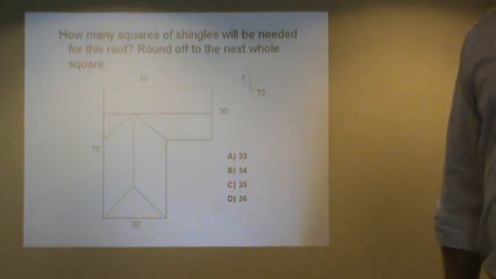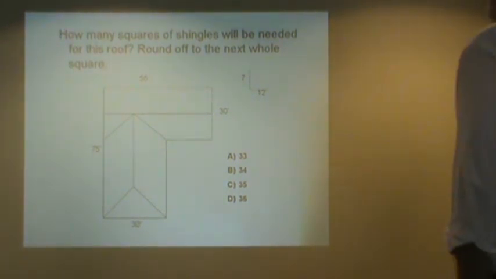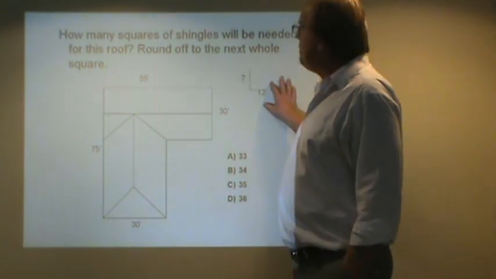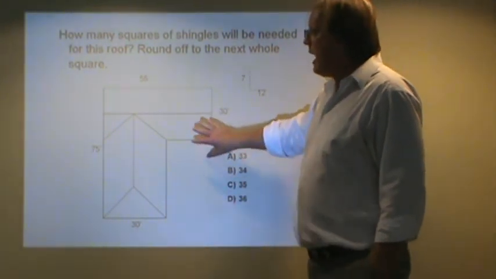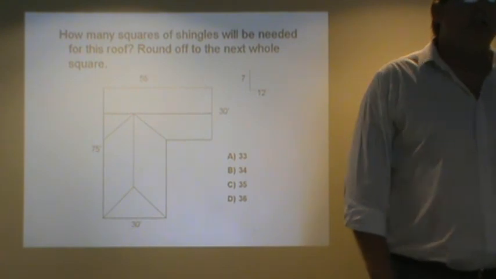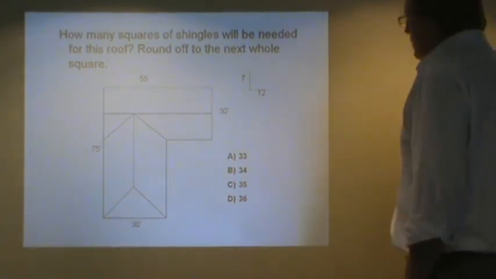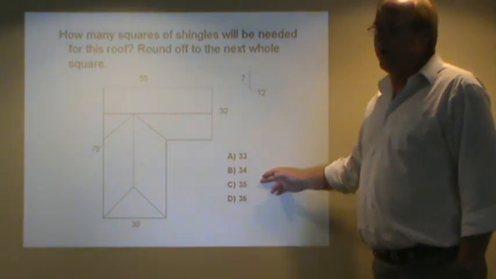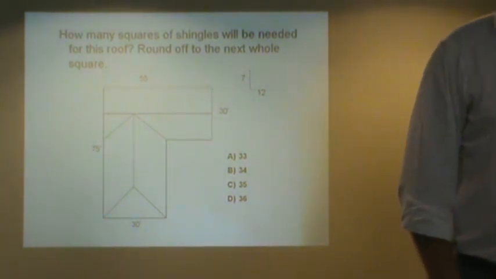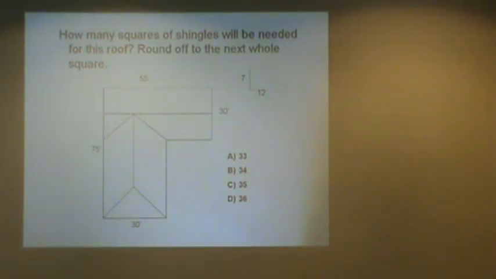And we know how many square feet are in a square? 100 square feet in a square. So knowing all that information, take a minute and tell me how many squares of shingles we're going to need to do this roof. The question did not ask for waste, so we're not going to add waste. All we're going to have to do is just round up to the nearest whole square. How many squares do we need to do that roof?